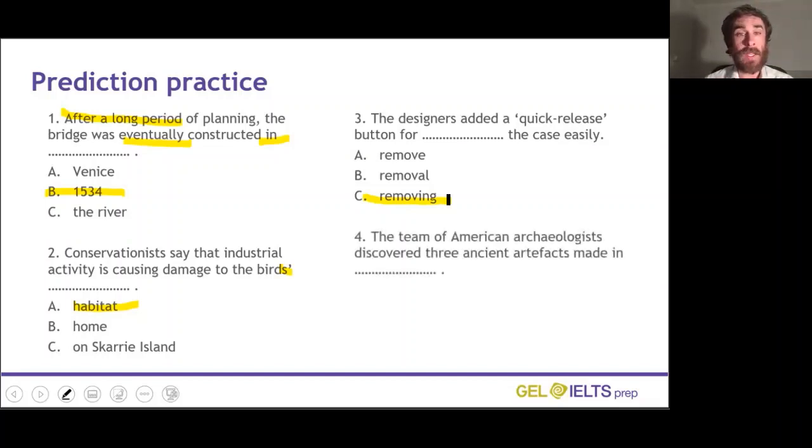4. The team of American archaeologists discovered 3 ancient artifacts made in, could it be A, wood, B, the USA, or C, Europe? Think about the most logical answer that could go in this gap. Look at the next question below this video and choose the correct option.